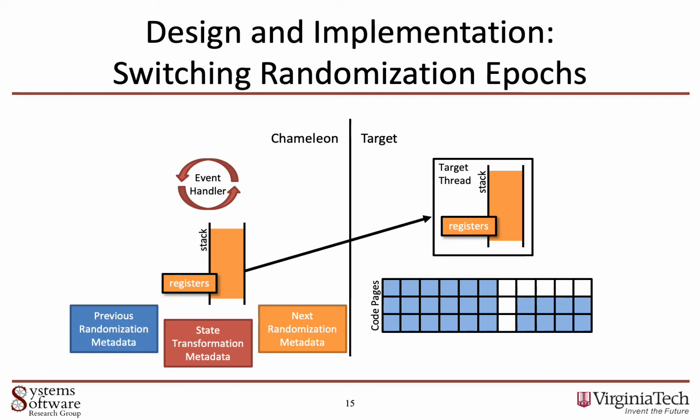The last step of switching between randomization epochs is to drop existing code pages. As can be seen here, the target has been executing using the previous randomization. So we need the target to pull in the newly randomized code in order to match the new stack layout. So we induce the target using a parasite to drop existing code pages using the madvise syscall. This tells the kernel that those pages won't be needed, and the kernel subsequently drops them out of memory.